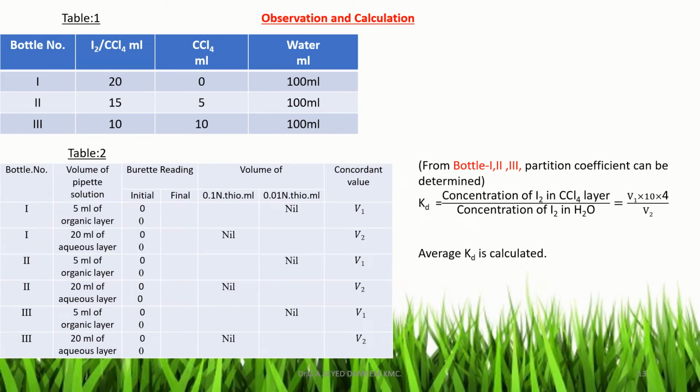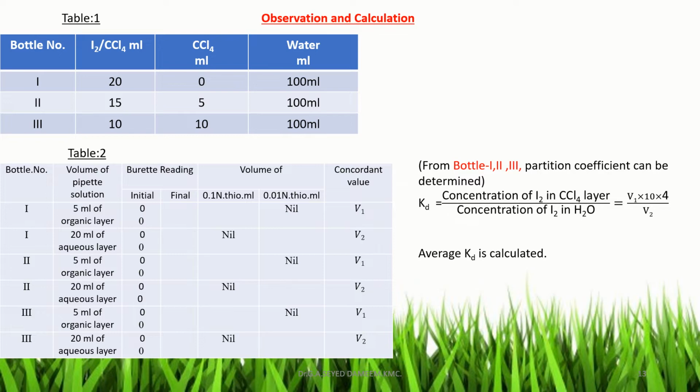Table 1 shows the volume of iodine in CCl4, the volume of CCl4 and the volume of water in 3 bottles, that is bottle 1, bottle 2 and bottle 3. And table 2 shows the volume of 0.1 N thio corresponding to 5 ml of organic layer, that is V1, and the volume of 0.01 N thio corresponding to 20 ml of aqueous layer.